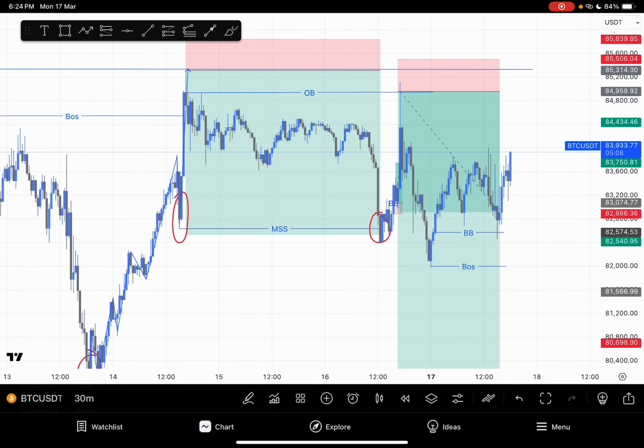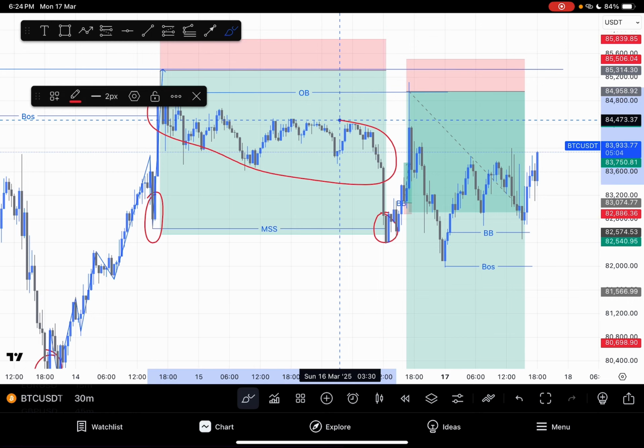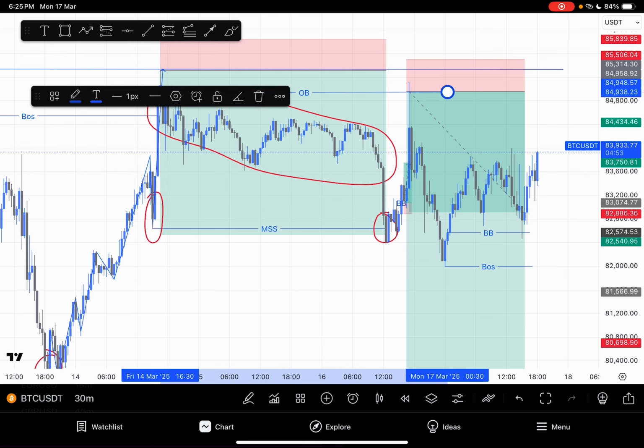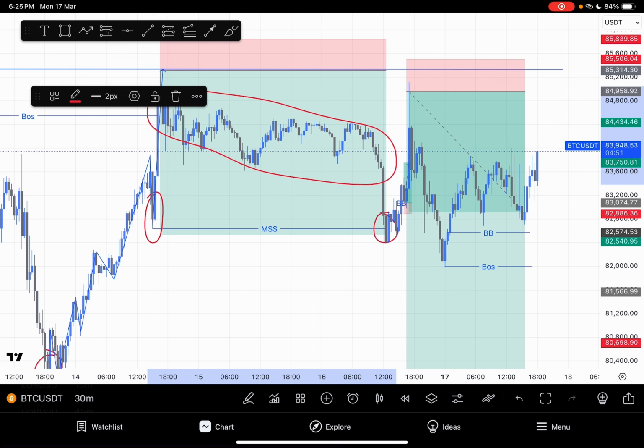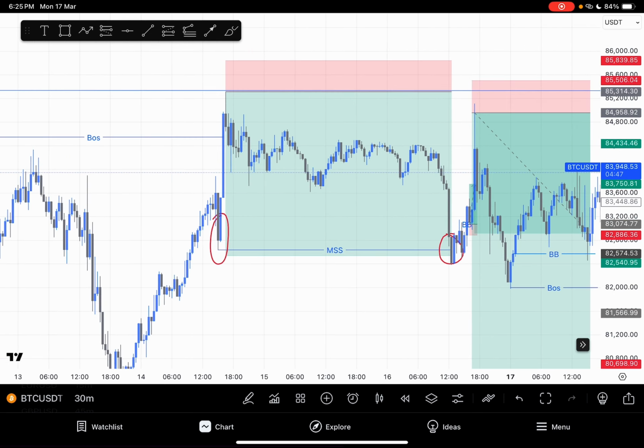So when I look at this whole region here, I couldn't find any breaker block or order block on this 30-minute time frame. So what did I do next? I moved down to a lower time frame. So now I move down to a lower time frame.